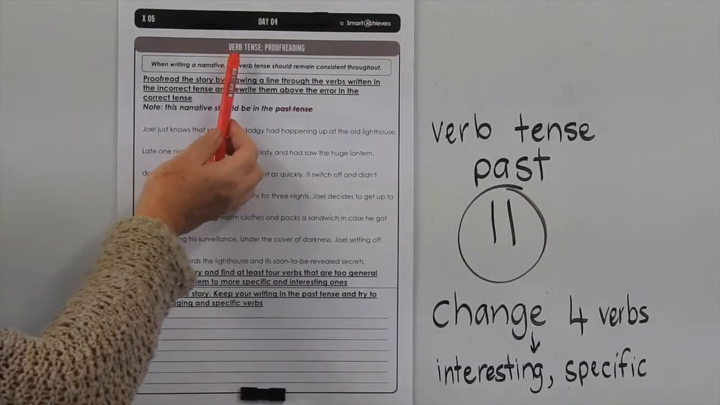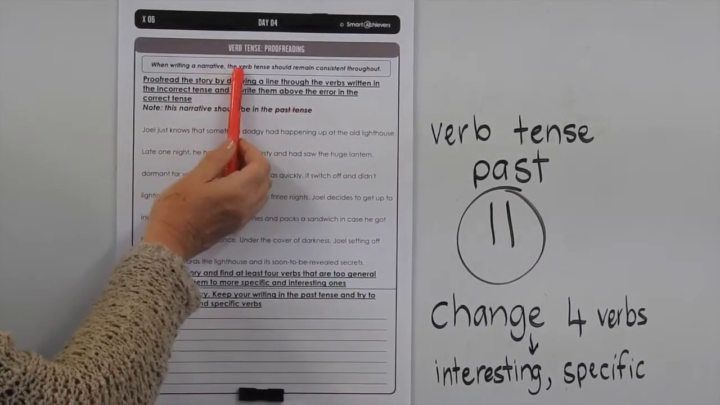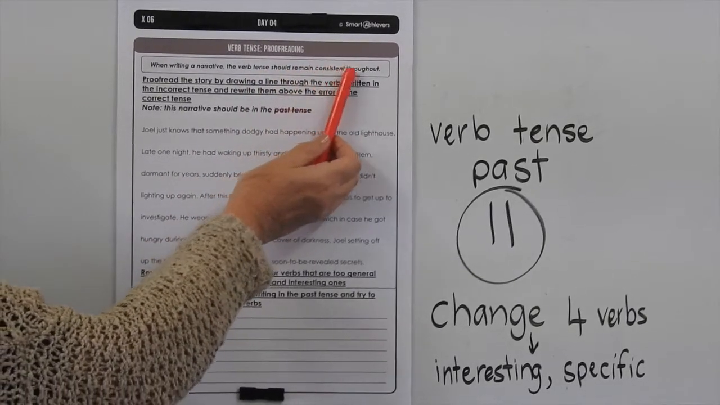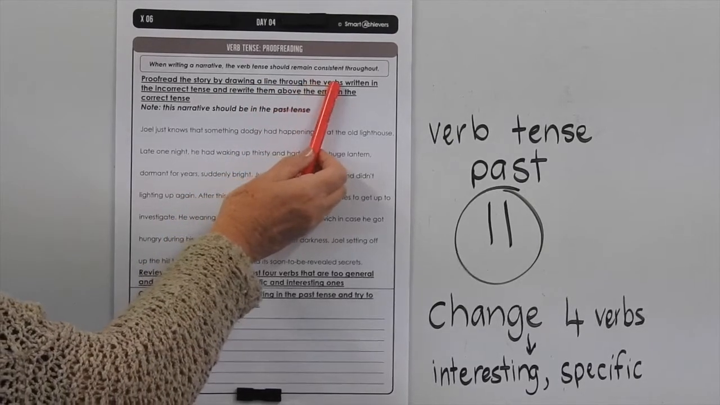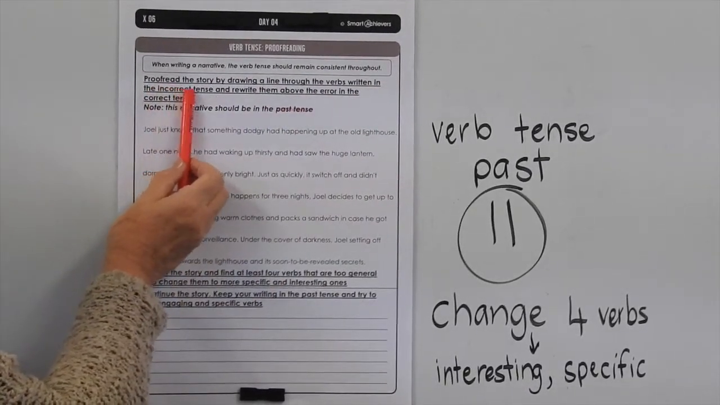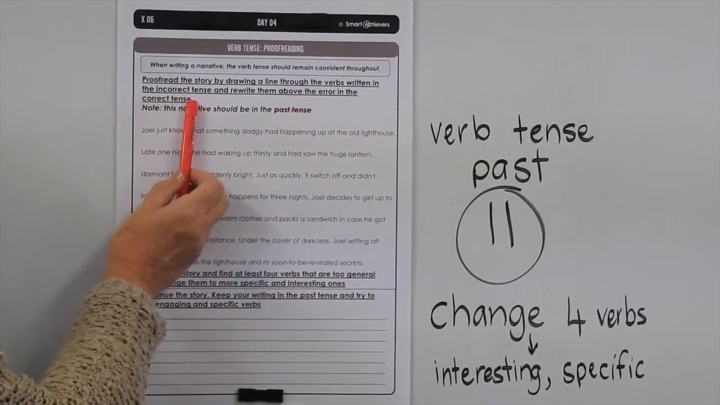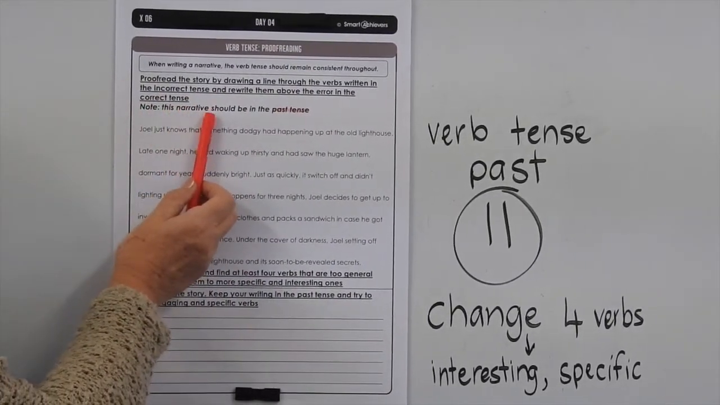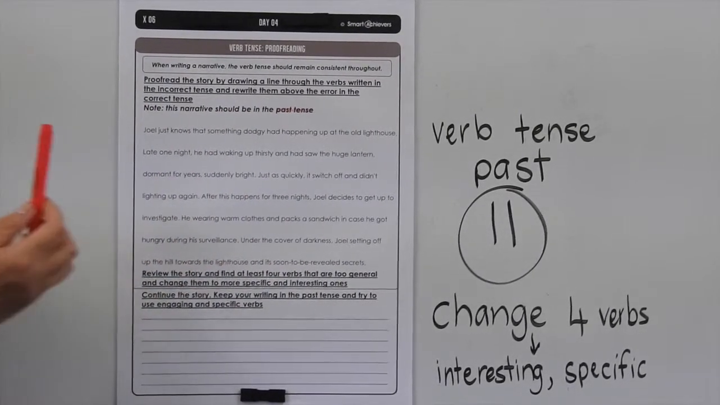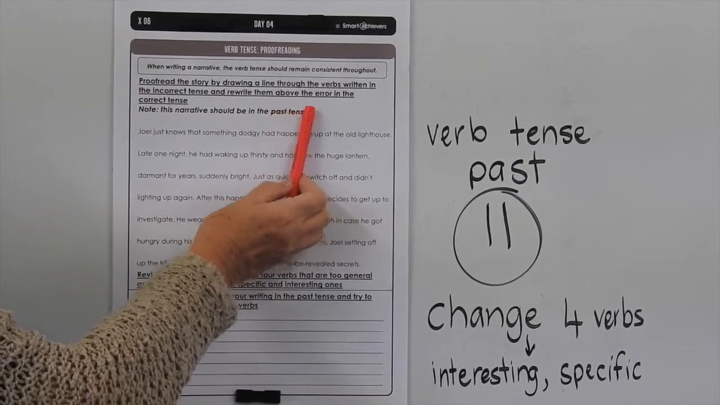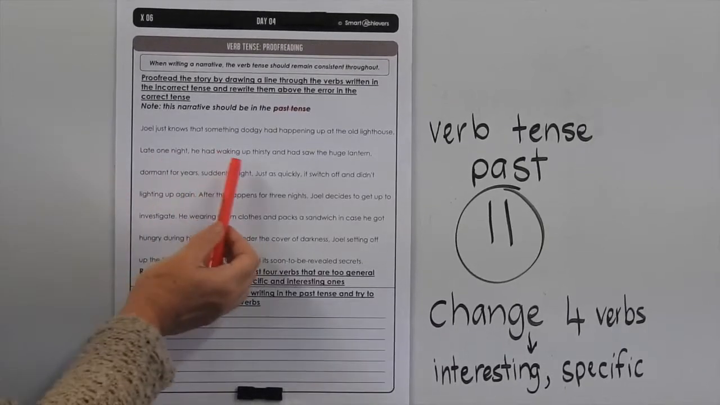On this page we're looking at verb tense and proofreading. So when writing a narrative, the verb tense should remain consistent throughout. Proofread the story by drawing a line through the verbs written in the incorrect tense and rewrite them above the error in the correct tense. So note, this narrative should be in the past tense. I must say that it's much easier to write a narrative in past tense. It's the easiest tense to write in if you get stuck.